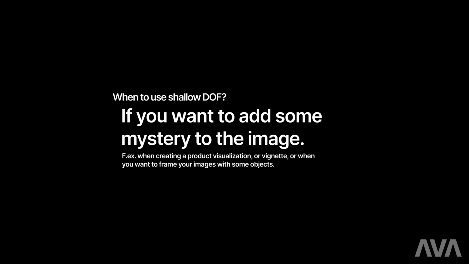When to use shallow depth of field? Use a shallow depth of field when you want to make your subject stand out from its background and you want to add some mystery to the image. For example, when creating a product visualization or vignette, or when you want to frame your images with some objects.